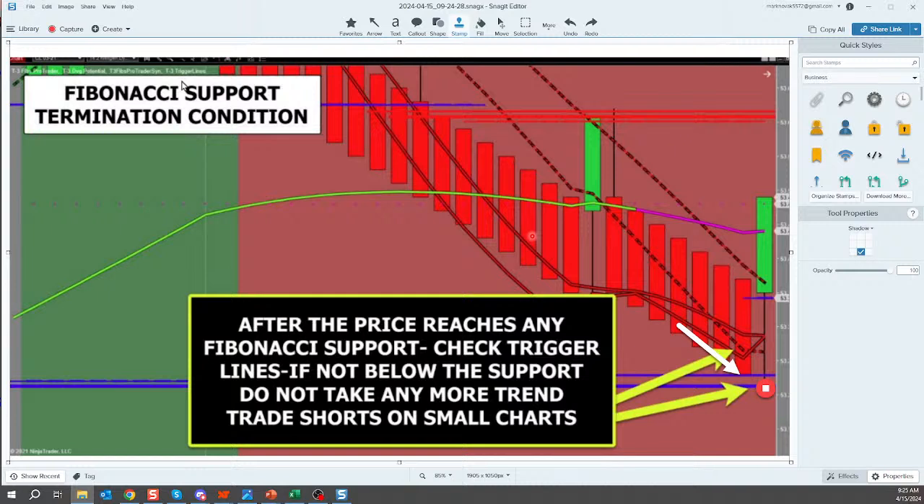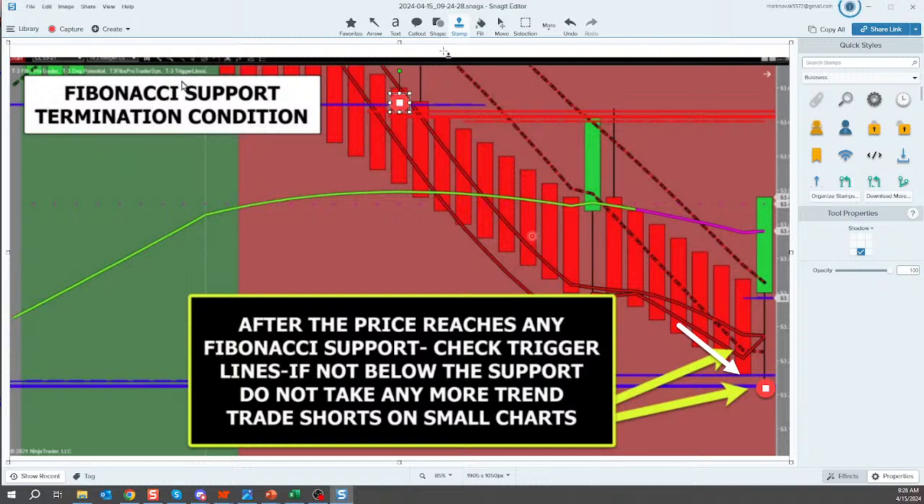Is everybody comfortable with that concept, especially my new users? If price reaches a Fibonacci indicator, fibs, midbands, yellow 1-to-1s, divergence highs, divergence lows, and the trigger lines remain above or below, don't do anything. Sit on your hands. Wait for the large crowd to do their thing. Happened up here too. Price reached support. Those triggers stayed above when it got there. I just don't know what's going to happen.